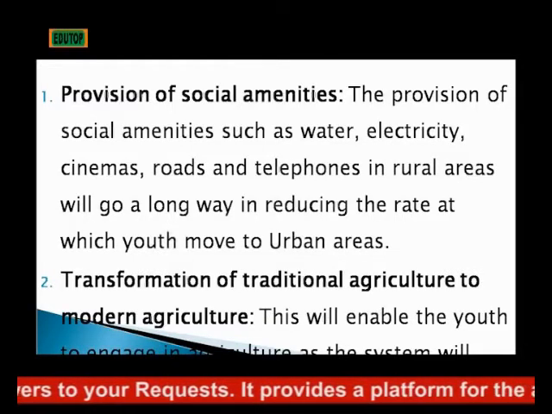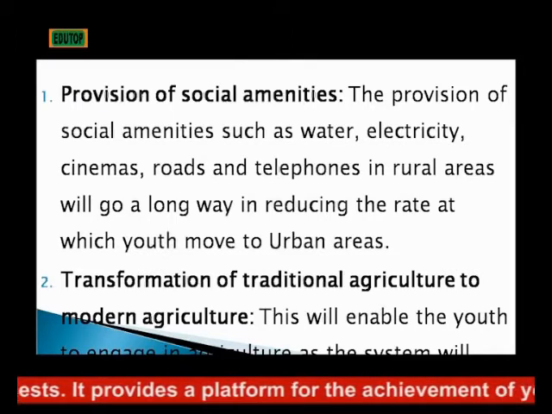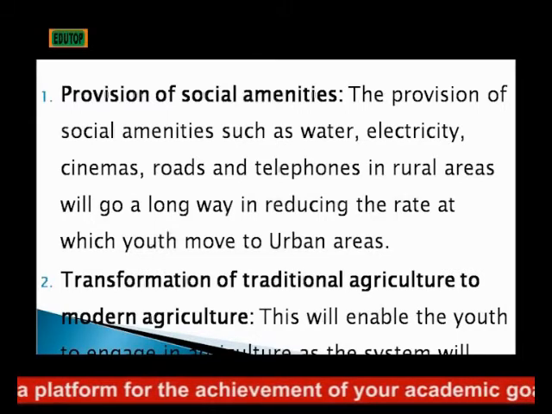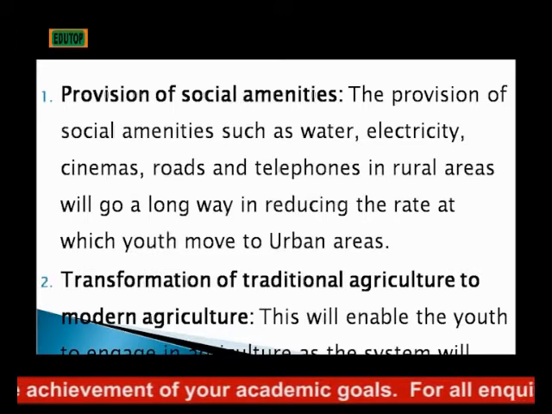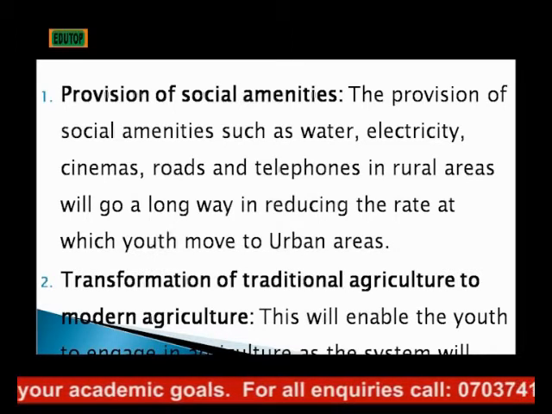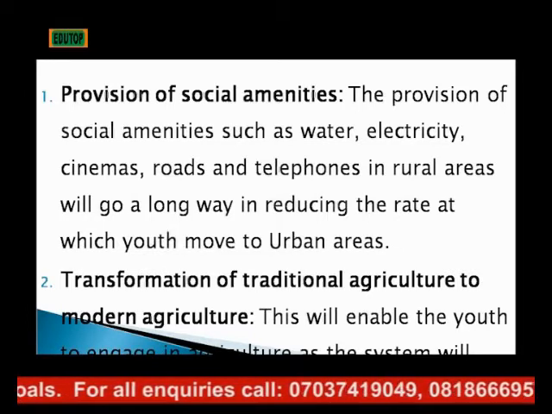The provision of social amenities such as water, electricity, cinemas, roads, and so on in rural areas will go a long way in reducing the rate at which people, especially the young ones and able-bodied men, move to urban centers from the rural area.